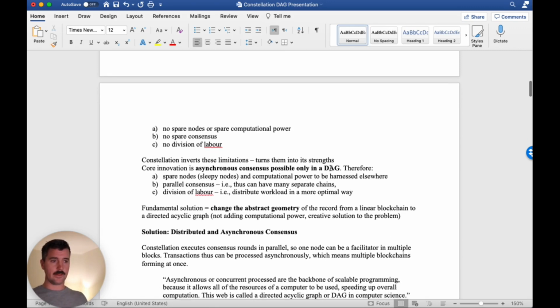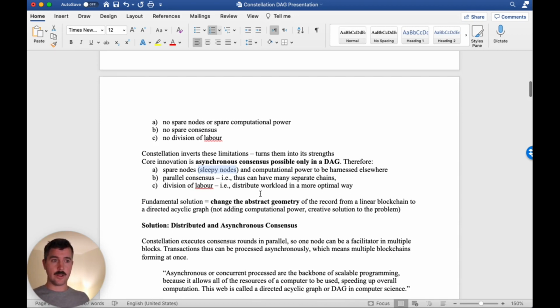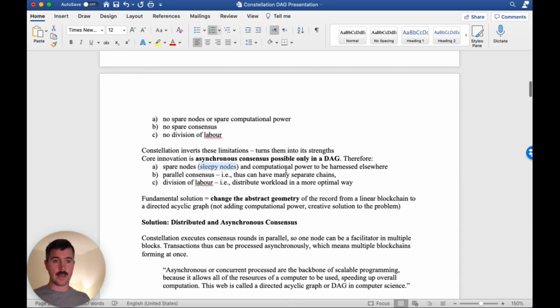And what it means is that you can have spare nodes such that their computational power can be used elsewhere at a given time. You have parallel consensus, which means that you can have separate chains forming at the same time. And this follows from the fact that there are spare nodes. And thirdly, you can have a division of labor. You can distribute the workload amongst nodes in a more optimal way. So this is the fundamental solution, changing the geometry itself from a linear blockchain to a directed acyclic graph.